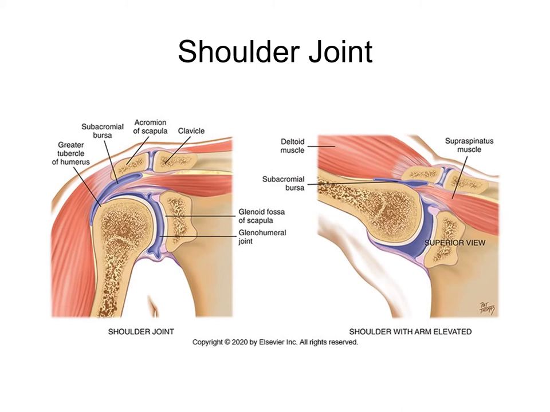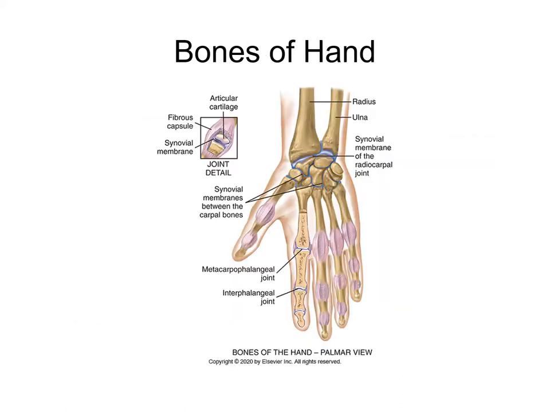The following slides are a view of the anatomy of specific joints we will be discussing in class. This slide shows the different components of the shoulder joint. We will also be talking about the wrist and hand. Please notice the different joints and where they are located, because you will learn later that they are related to certain conditions.